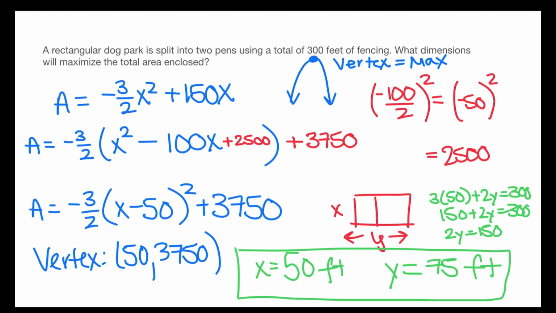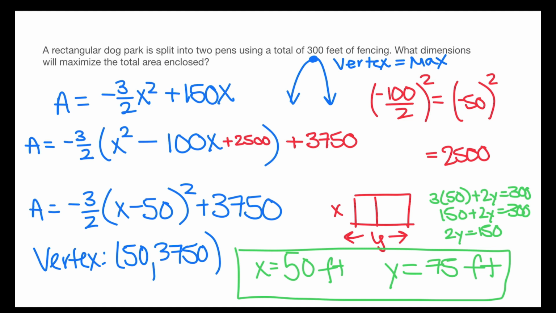So I can get that y value using the fact that earlier I had the equation 3x plus 2y equals 300. That was my perimeter equation. So I can take x equals 50 and plug that in. I get 3 times 50 plus 2y equals 300. Subtract 150 from both sides, so 2y equals 150. Divide by 2, y equals 75. So the dimensions should be 50 feet by 75 feet. That will maximize the total area enclosed if you have 300 feet of fencing.